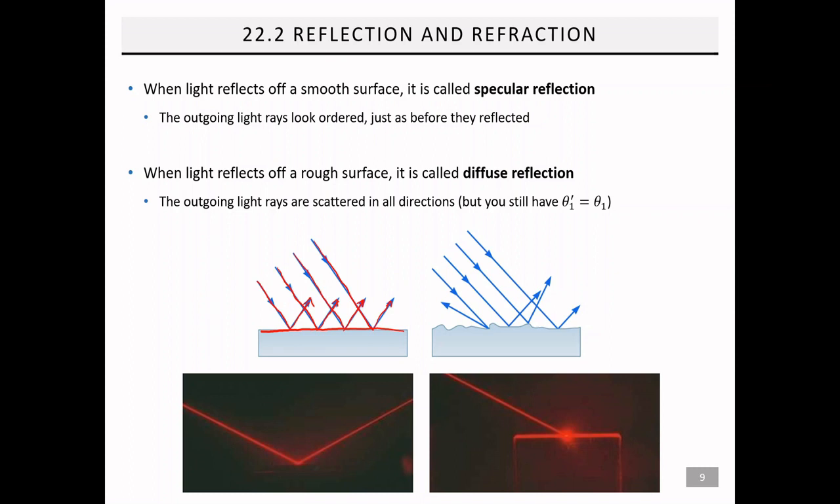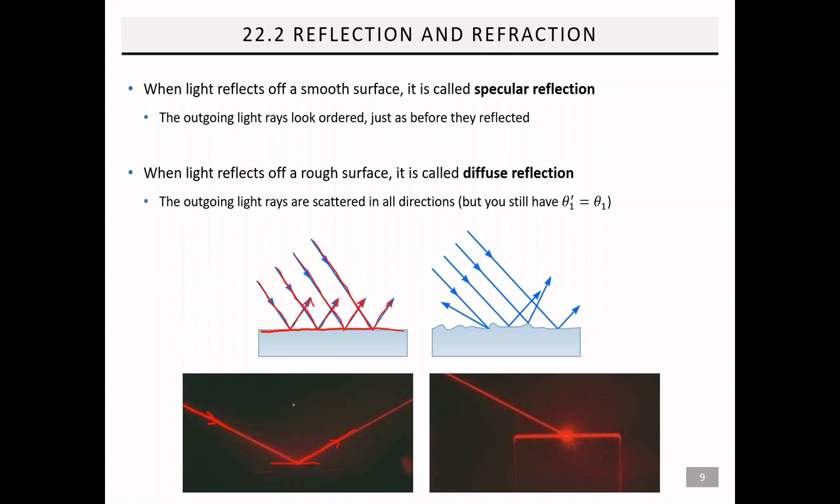This is something you can see in experiment in the bottom left picture. You have an incoming light ray in the form of a laser. The light ray reflects off of some smooth surface, and the reflected ray reflects off in a very ordered fashion.